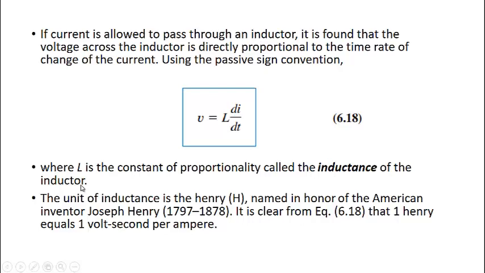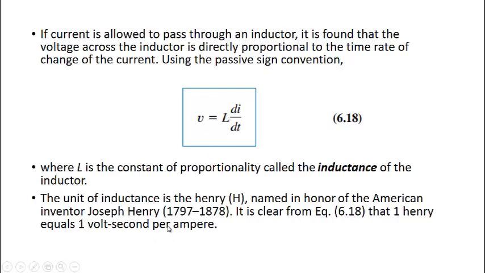This is similar to the derivation of the capacitance, because in that case we say that the charge stored on one plate of the capacitor is proportional to the voltage. Here, the voltage across the inductor is proportional to the rate of change of current, and in terms of an equation, it is L di by dt, where L is the constant of proportionality. It is known as the inductance, and the unit of inductance is the Henry, named in honor of the American inventor Joseph Henry.